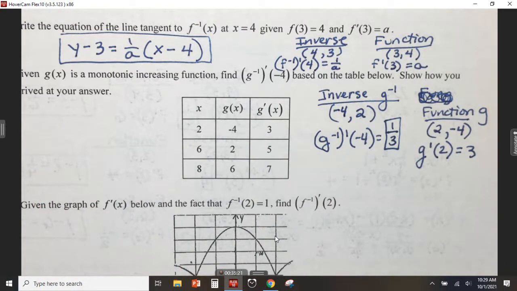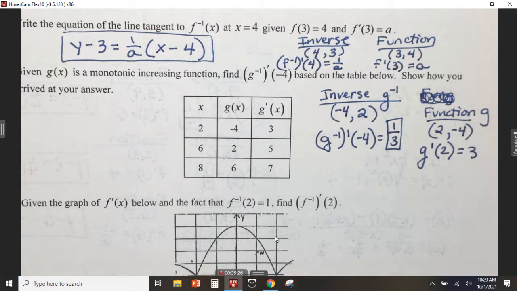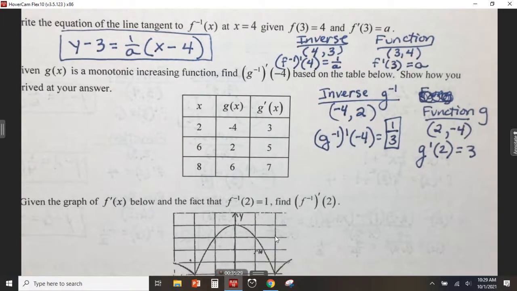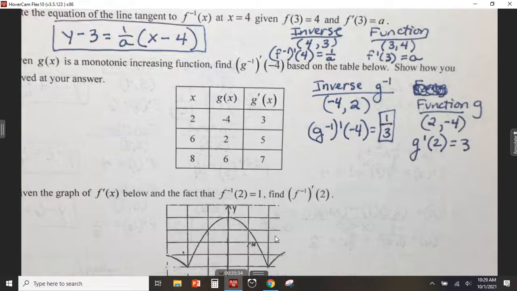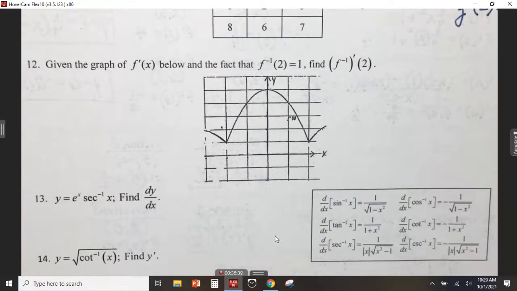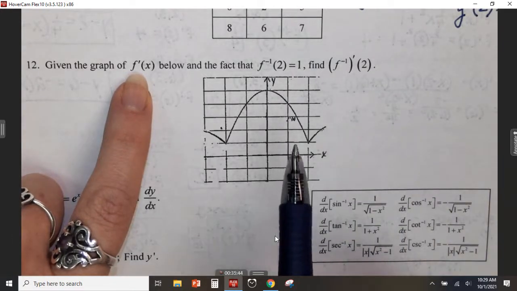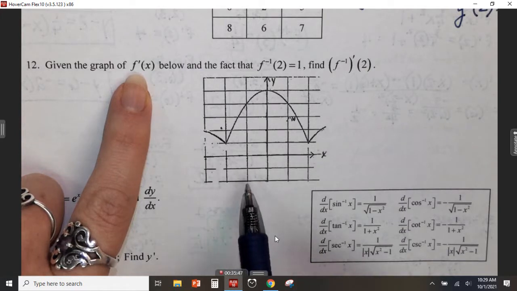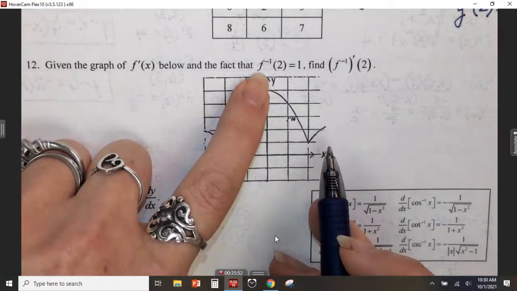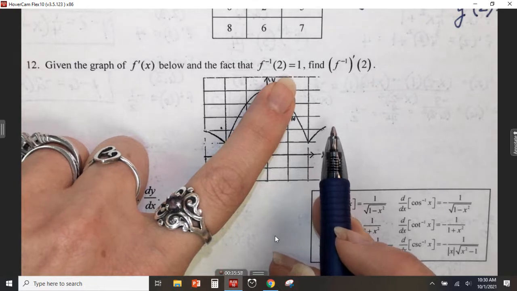Any questions? We good? All right. Number 12. This one is based on a graph. Given the graph of f prime of x below. So this graph tells us the derivatives of the f function. And the fact that f inverse of 2 equals 1. Find f inverse prime of 2.